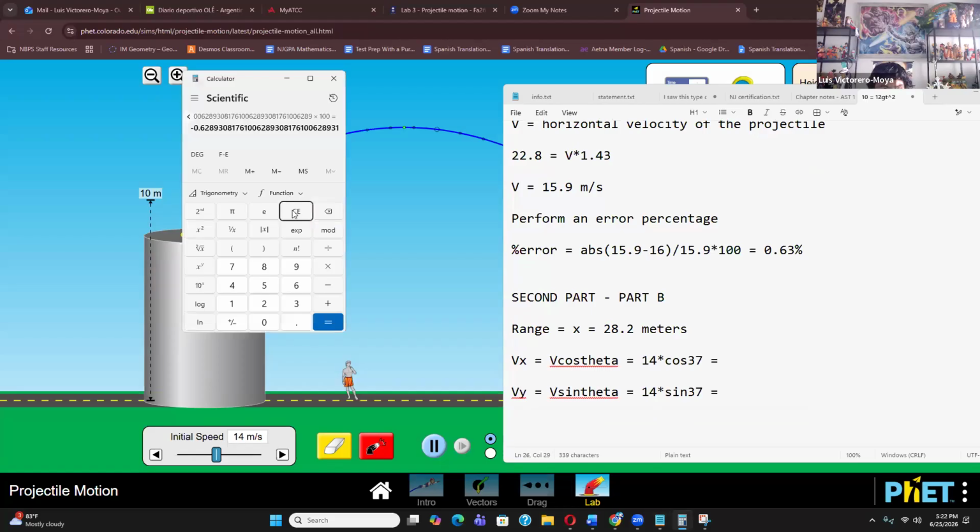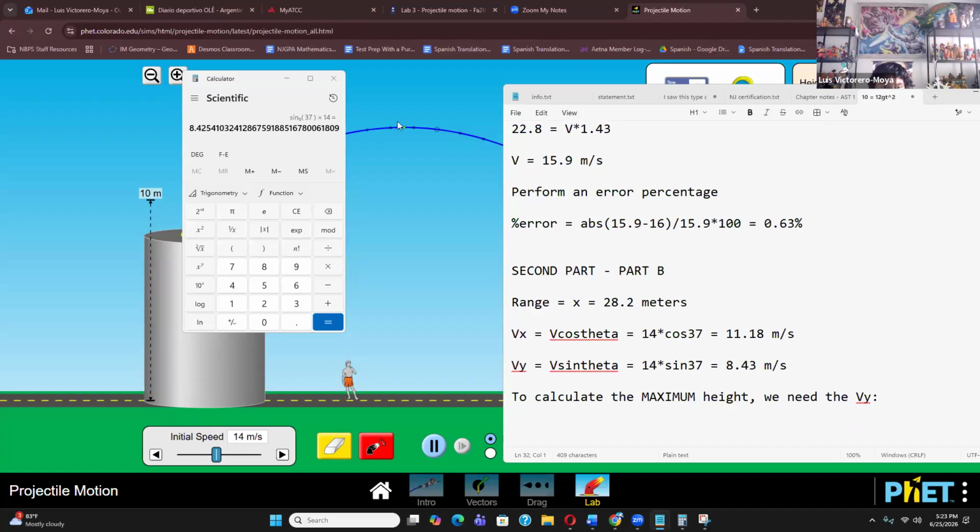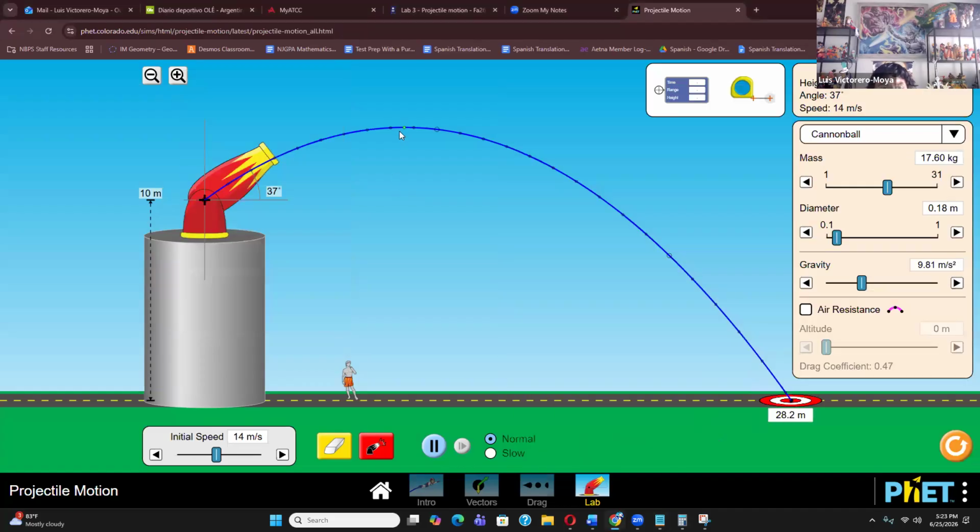So with a calculator, just do 37 cosine multiplied by 14. That's 11.18 meters per second. And here is just 37 sine times 14, 8.43 meters per second. To calculate the maximum height, we need the Vy, because the maximum height is when the vertical velocity is 0.